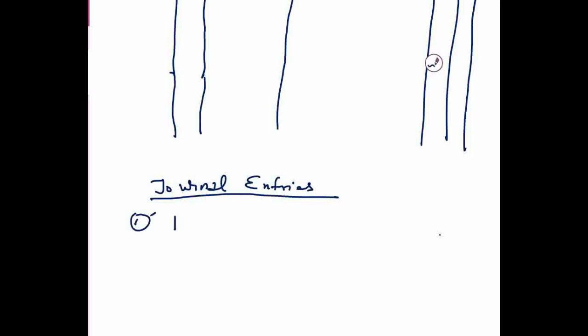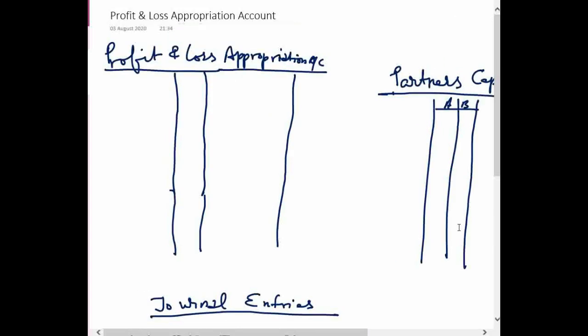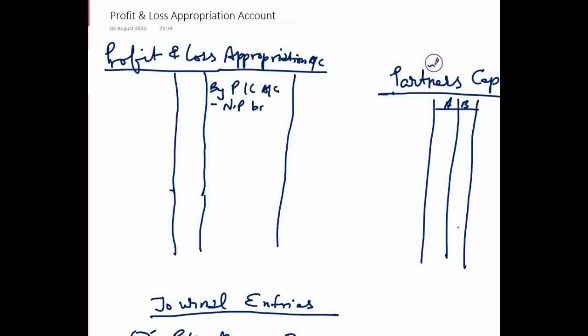So our first entry would be PL account debit to PL appropriation account. PL is profit and loss. I suppose all of you know this. Thereafter, let me post this item. How will this be posted? In the profit and loss appropriation account, we are going to write by PL account, net profit brought down.